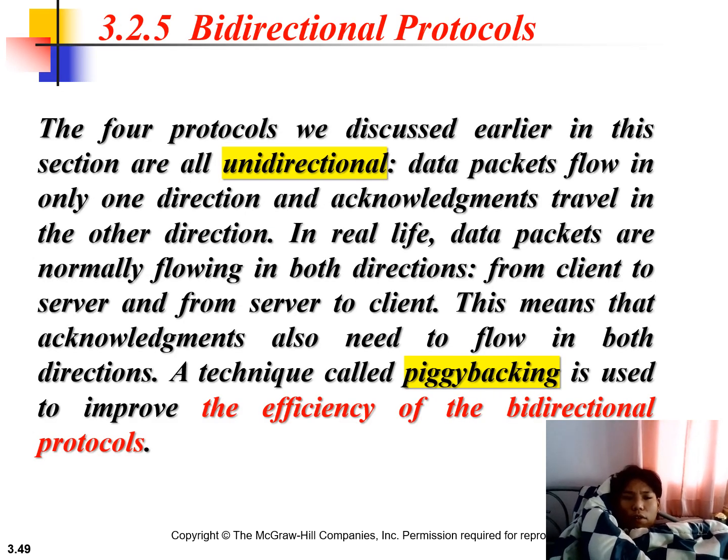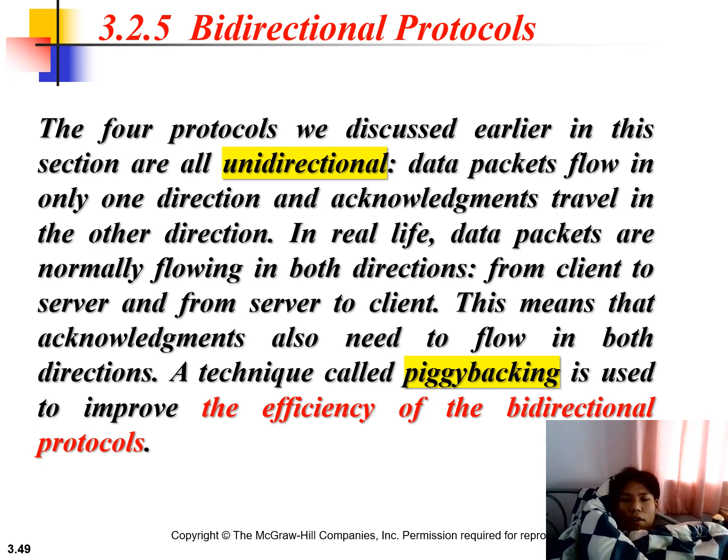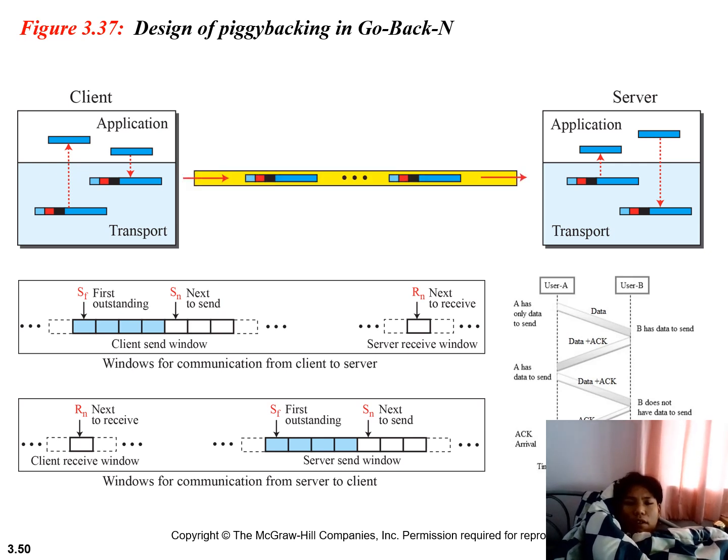Bidirectional protocols. The four protocols we discussed earlier in this section are all unidirectional. Data packets flow in only one direction and acknowledgements travel in the other direction. In real life, data packets normally flow in both directions, from client to server and from server to client. This means that acknowledgements also need to flow in both directions. A technique called piggybacking is used to improve the efficiency of bidirectional protocols. This is the design of piggybacking in Go-Back-N.